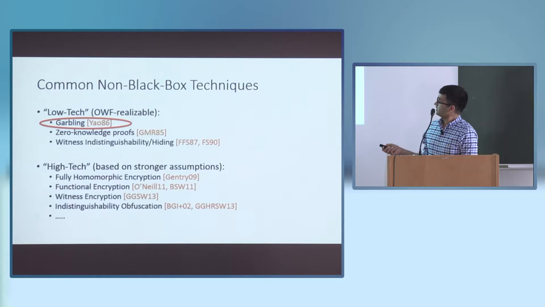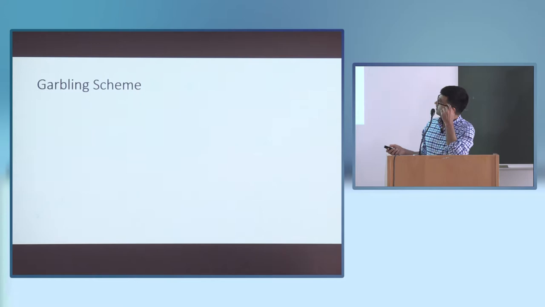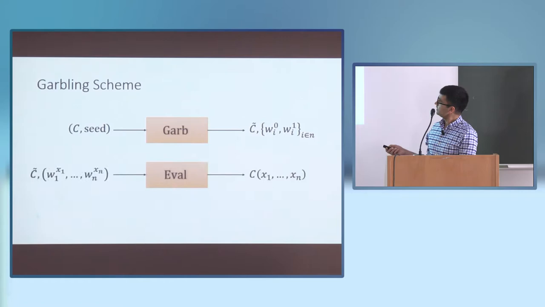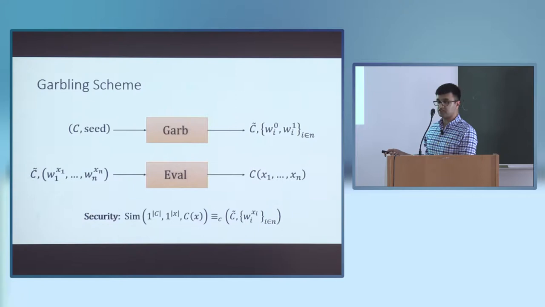Okay. What is a garbling scheme? A garbling scheme consists of a garbling algorithm, which takes as input a circuit C and outputs a garbled circuit together with n pairs of garbled labels. And if you have the garbled circuit and a sequence of garbled labels corresponding to the bits of an input X, you can use the evaluation algorithm to compute C of X. And for security, we require that a garbled circuit for a circuit C and a sequence of garbled labels corresponding to the bits of an input X should reveal nothing beyond C of X. And in particular, it can be simulated just by knowing C of X.